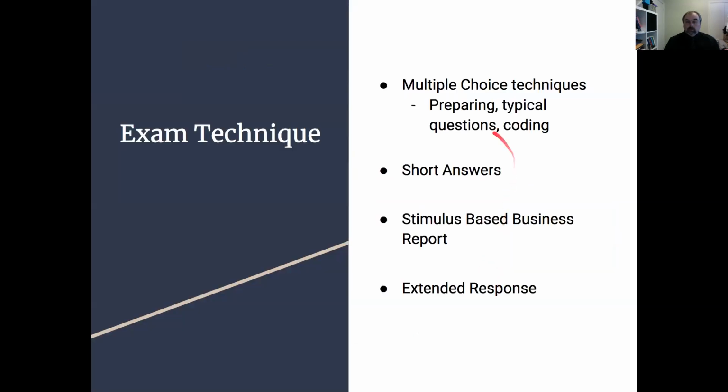So in the multiple choice, we'll look at some techniques around preparing and typical type questions. We'll look at short answer samples and sample answers and how to tackle those questions. We'll look at the last couple of years' business studies reports and how to address those and break the question down. And the same with the extended response, looking at a table format of past questions and what they've asked on the different topics.